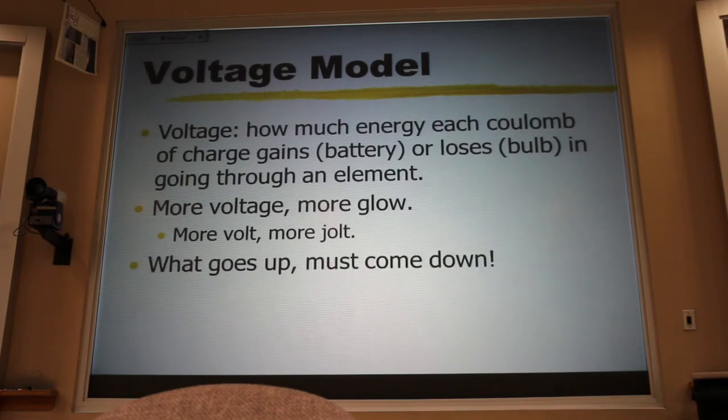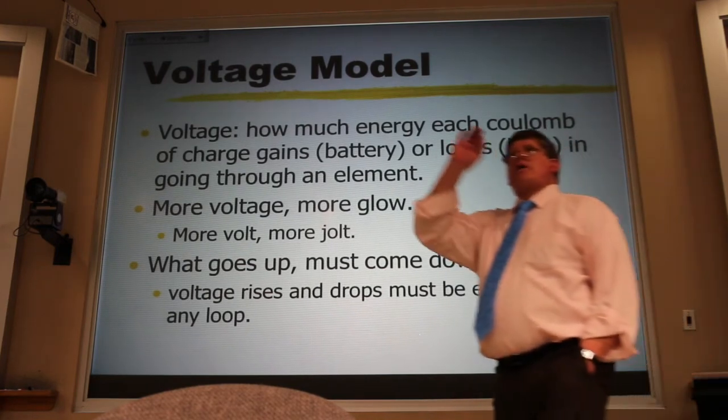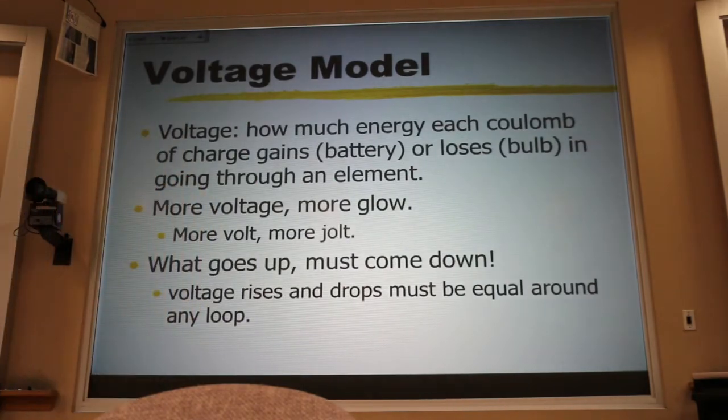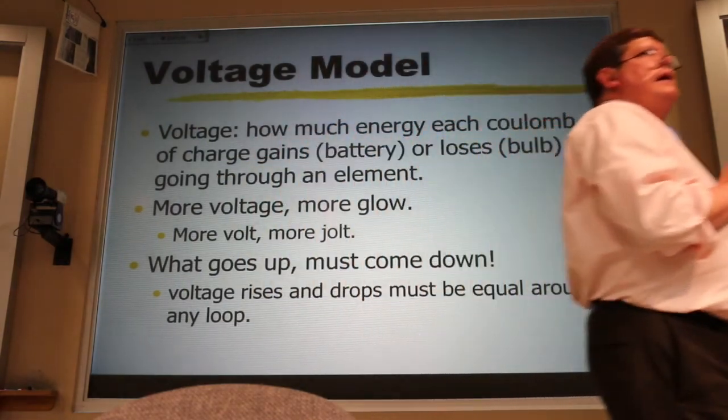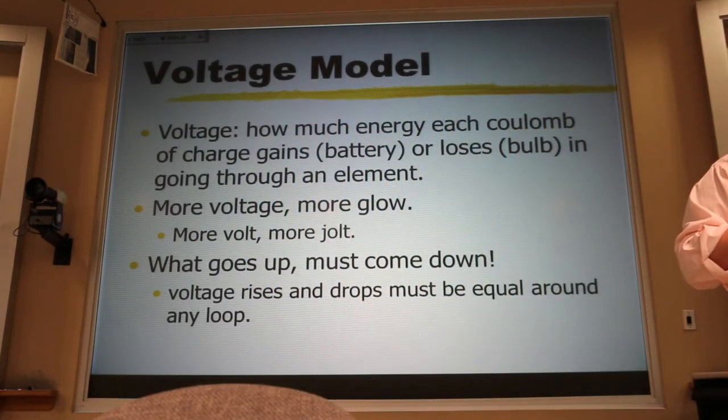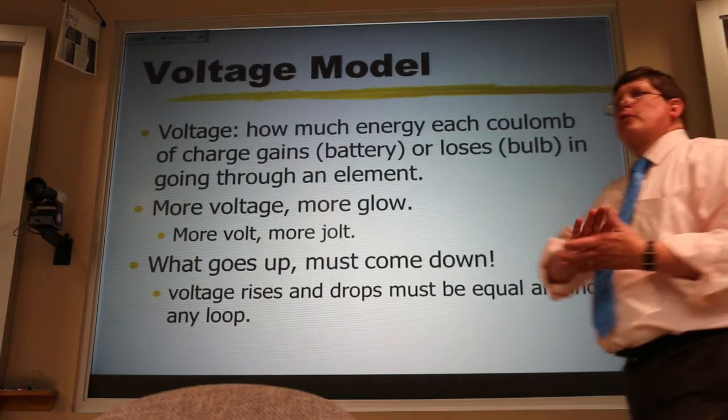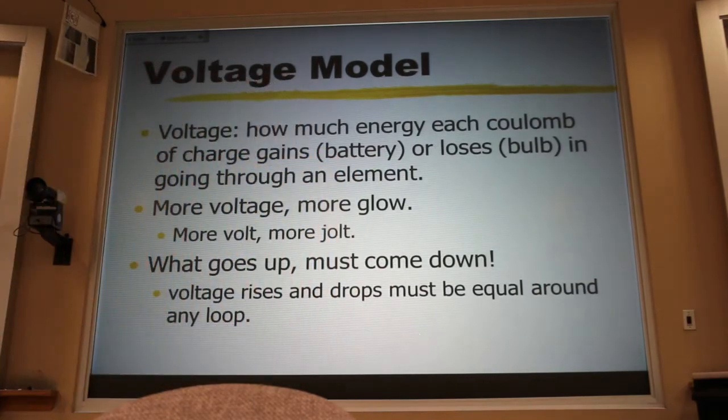And this is the last piece. What goes up must come down. The voltage rise across the battery is going to equal the voltage drop around any path from one side of the battery to the other. Just like you can't go to school and back and go uphill more than you come downhill, the same thing is true when you go around a complete circle in an electric circuit. You can't go up more volts than you come down. It's impossible. Okay?